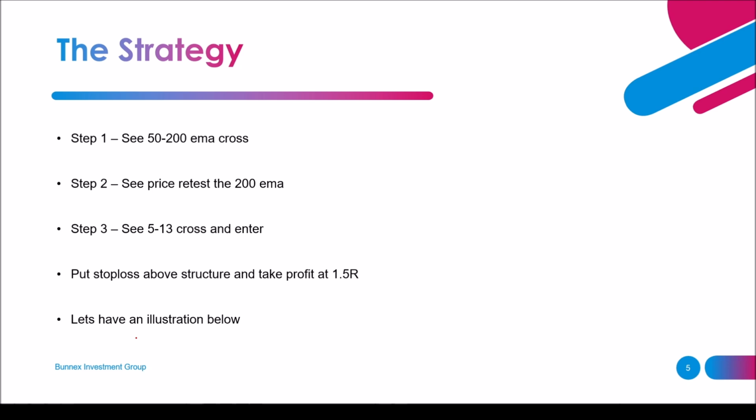Here's the summarized strategy in statements. Step 1, we need to see a 50-200 EMA cross. You might need to write down these instructions. Step 2, you need to see price retest the 200 EMA. Then step 3, you need to see the 5-13 crossing over and then make an entry. Then put stop loss above structure and take profit at 1.5 R. Let's now have an illustration.